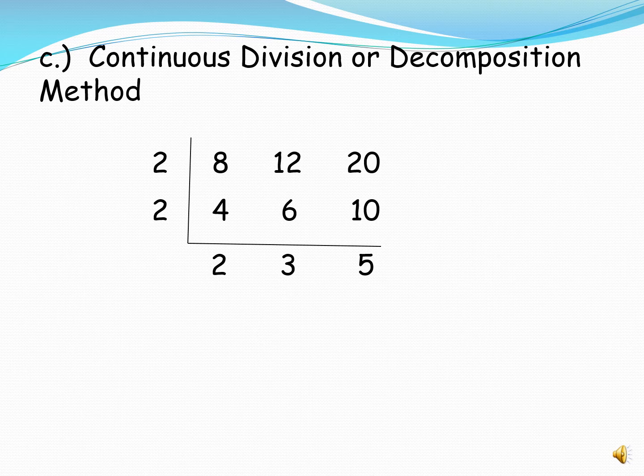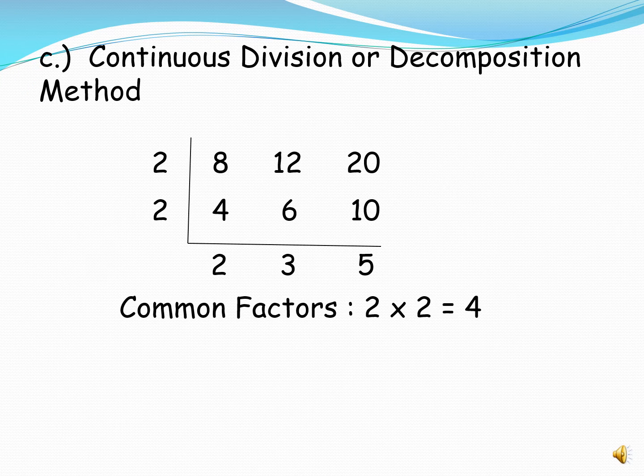Common factor is 2. 4 divided by 2 is equal to 2. 6 divided by 2 is equal to 3. 10 divided by 2 is equal to 5. So 2, 3, and 5 has no common factor other than 1. Common factors, we have 2 times 2 is equal to 4. So the greatest common factor is equal to 4.